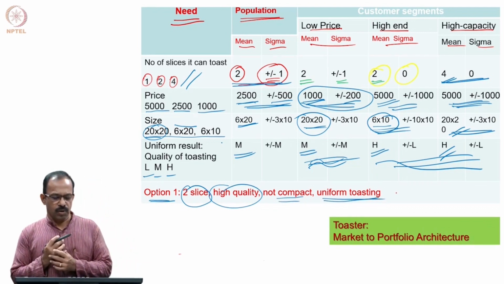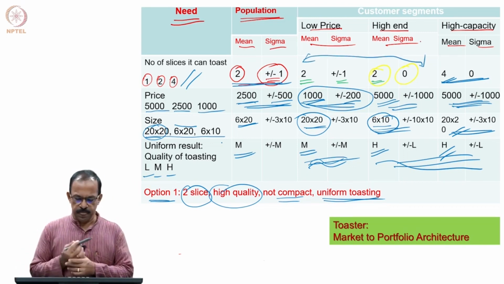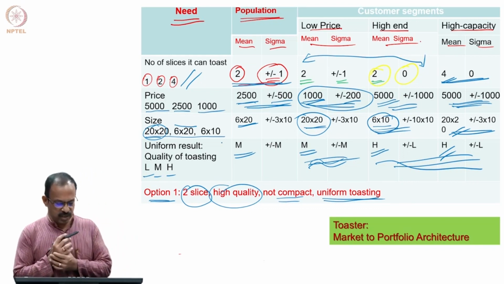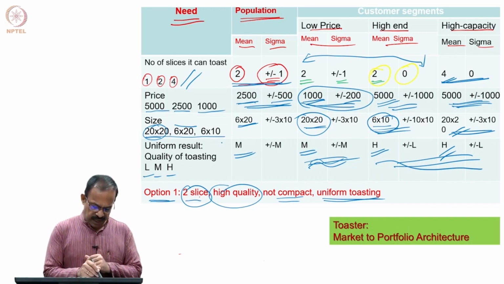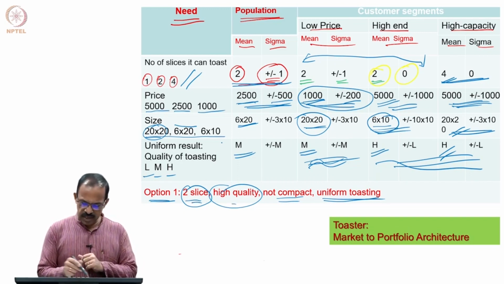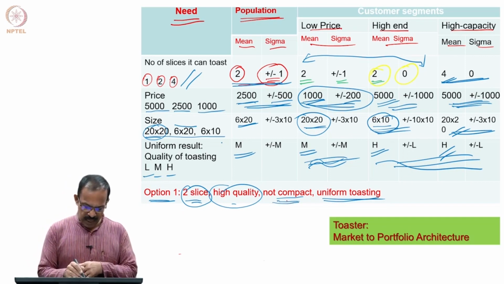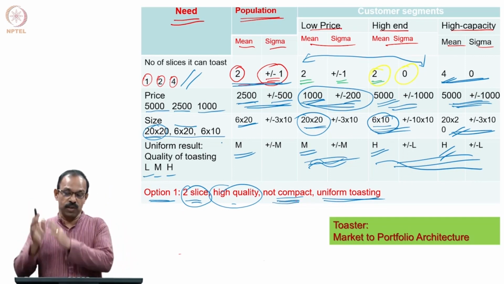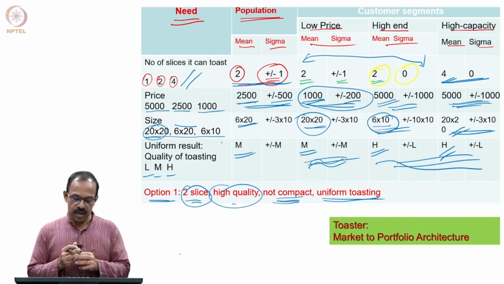Okay. So, this will actually cover these two segments very well. The low price and high end segments can do this, because they are providing 2 slices and it is high quality. So, the high end segment will be happy with it, and it is not so compact. If they make it very compact, the price will go up.